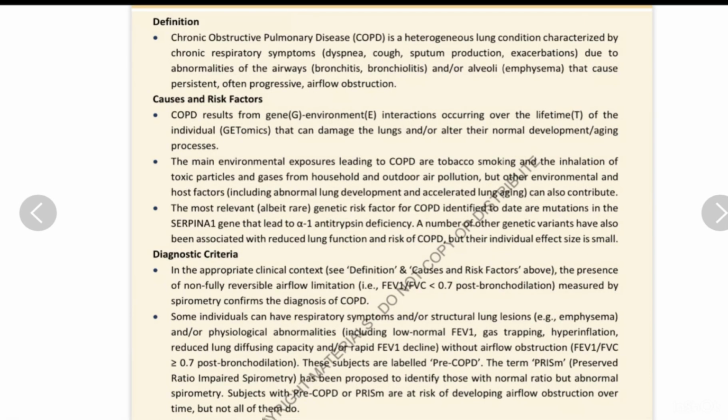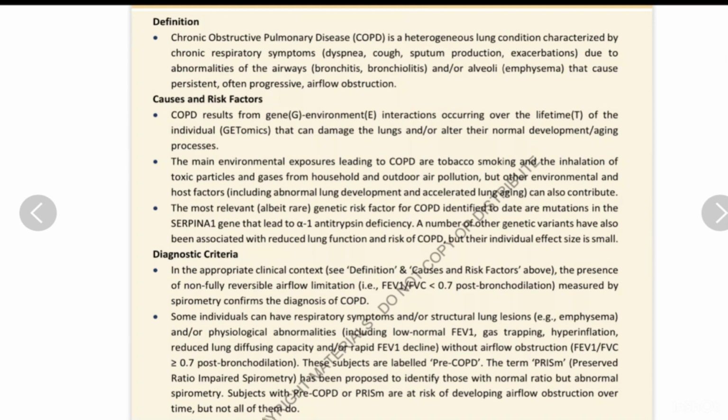So what is the definition of COPD? COPD is a heterogeneous disease characterized by chronic respiratory symptoms, which are dyspnea, cough, sputum production and exacerbations, due to abnormalities of the airway, like bronchitis or bronchiolitis, and alveoli. It could be due to emphysema that causes persistent, often progressive airflow obstruction. So this is COPD: a heterogeneous disease which contains some chronic respiratory symptoms, involves airway and alveoli, and causes persistent, often progressively increasing airflow obstruction.